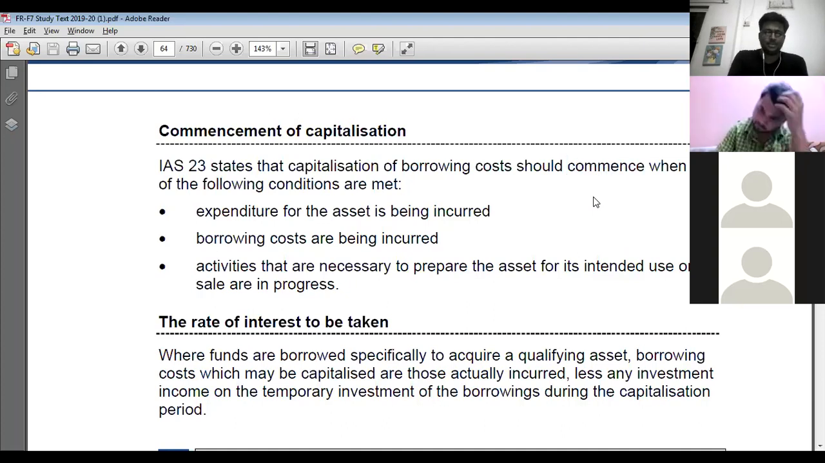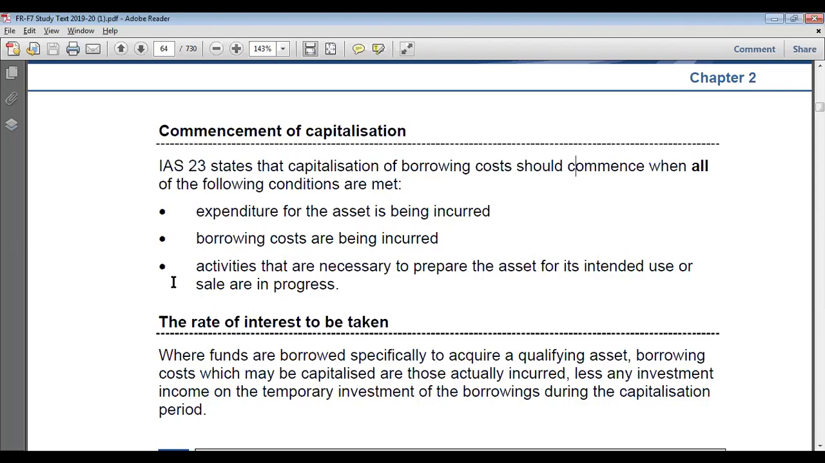Okay. Now IAS 23 states that capitalization of borrowing costs should commence when all the following conditions are met. Now, bol to diya capitalize kar sakte, lekin there are conditions attached with it. Conditions kya hai? So, condition mein hai.